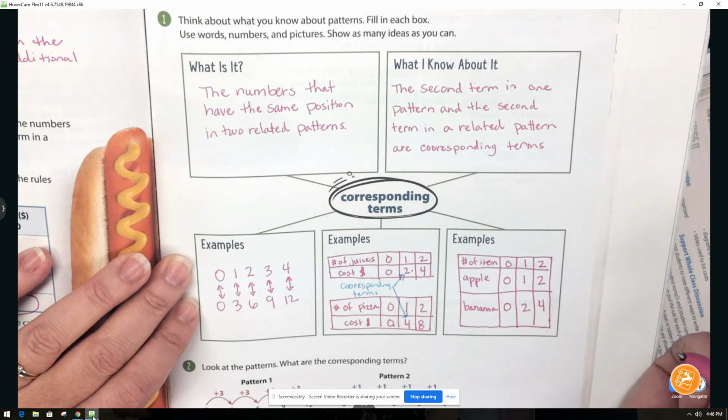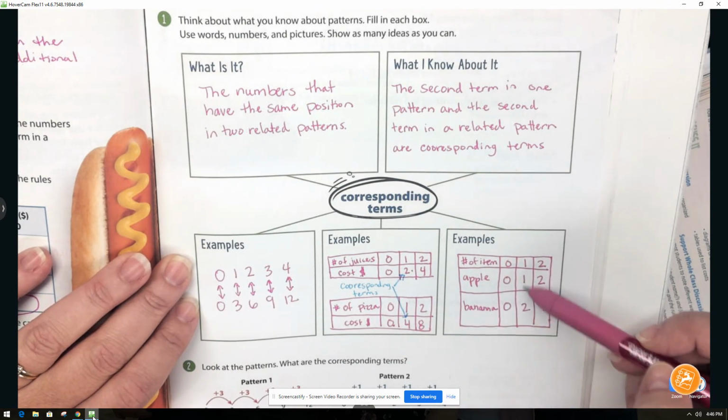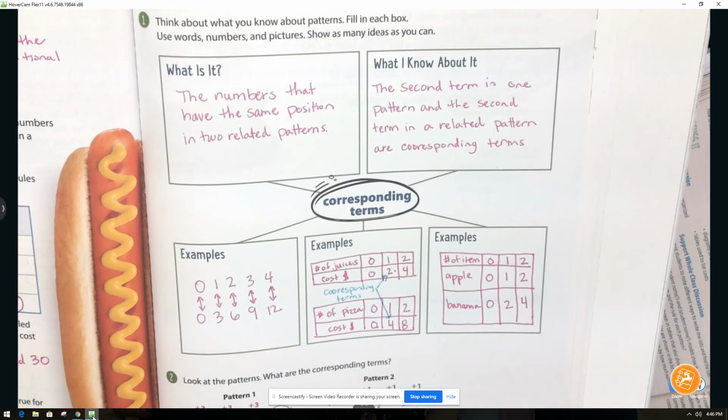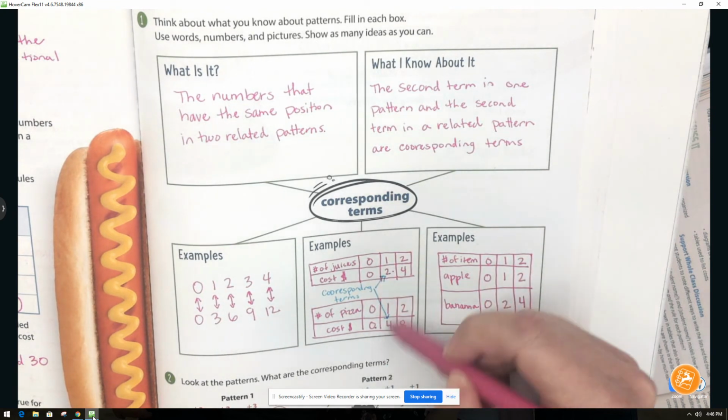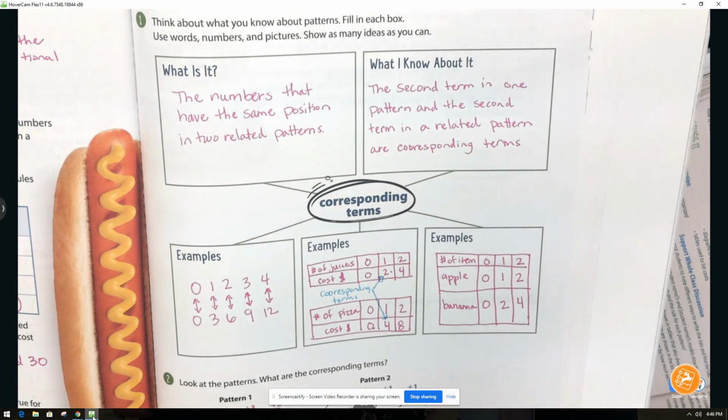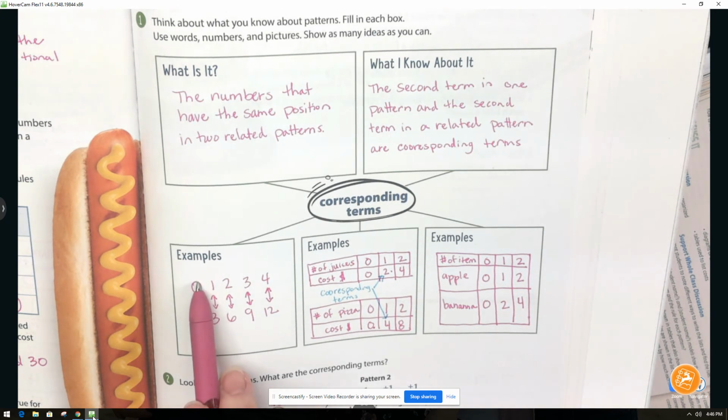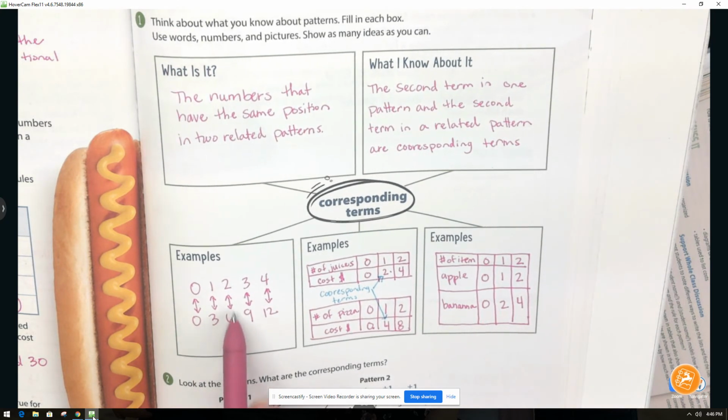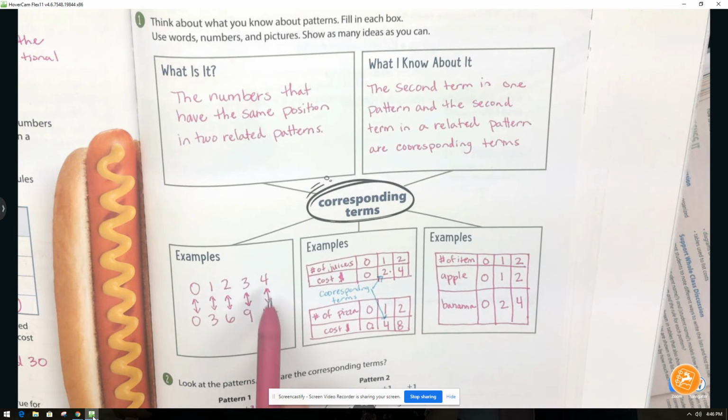4 and 8 are corresponding. 0 and 0, 1 and 2, 2 and 4. So as long as you stay in the same position, then you have corresponding terms. Or 0 corresponds with 0, 3 with 1, 6 with 2, 9 with 3, 12 with 4. All of these are corresponding terms.